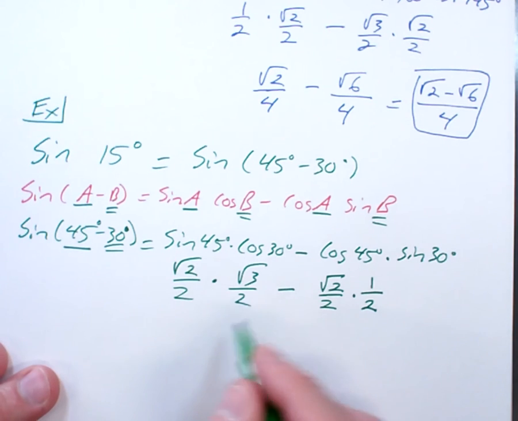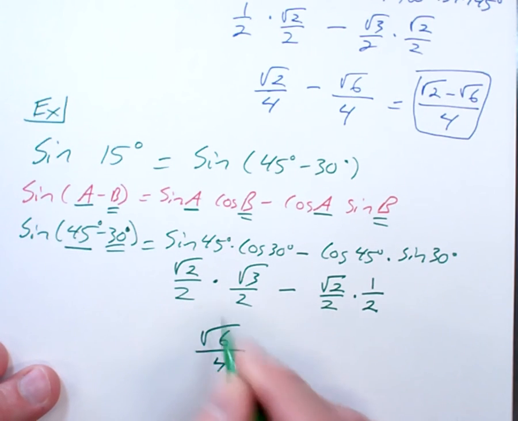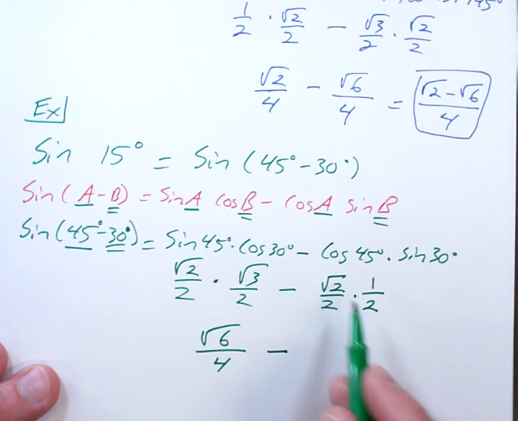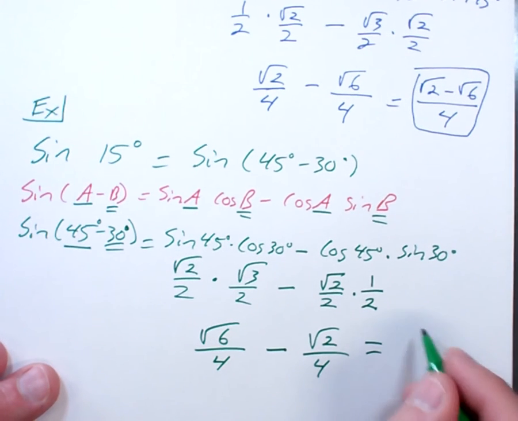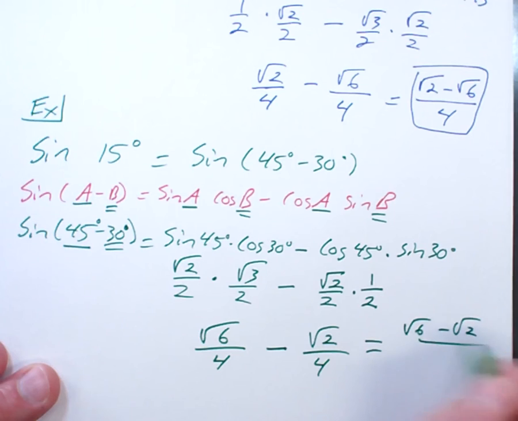Square root of 2 times square root of 3, that's square root of 6. 2 times 2 is 4. Minus square root of 2 times 1 is square root of 2. 2 times 2 is 4. And we have a common denominator, so we can put it up. Square root of 6 minus square root of 2 over 4.